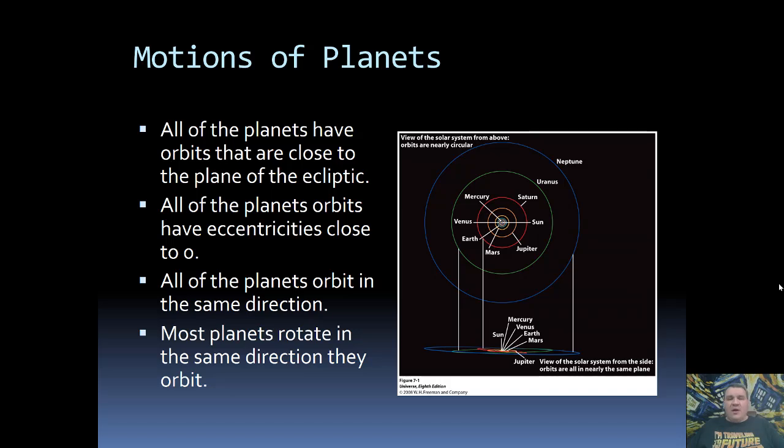Another piece that we see is that all of the planets orbit in the same direction. So if we are looking down onto the solar system, all of the planets are orbiting counterclockwise. All of the planets go in the same direction around the sun. And then another pattern we see is that most planets rotate in the same direction that they orbit. So if you're looking down onto the solar system, all of the planets are going counterclockwise. They're also rotating counterclockwise. That's most planets. There are going to be a couple of exceptions, which we'll get to in a bit.